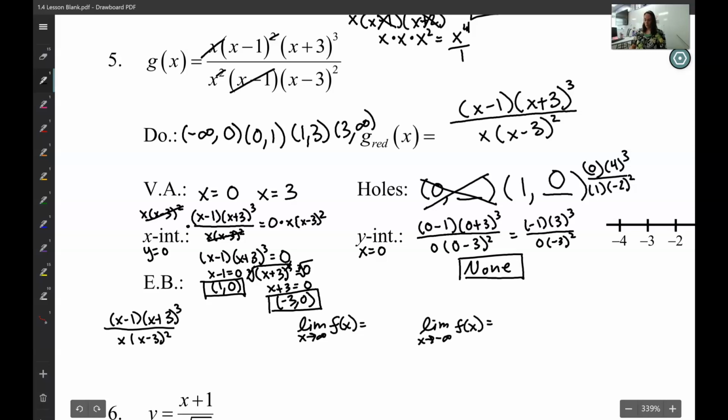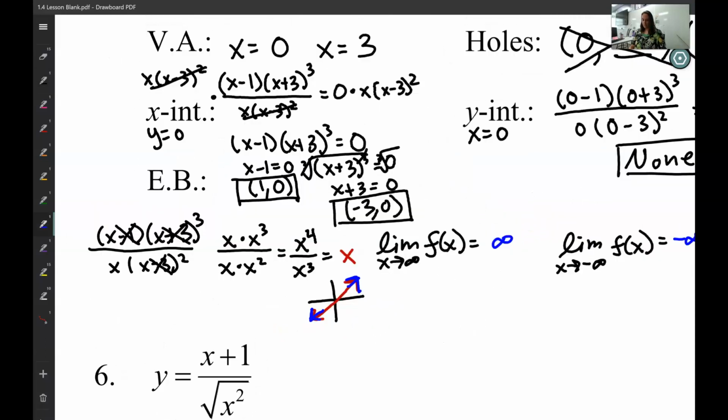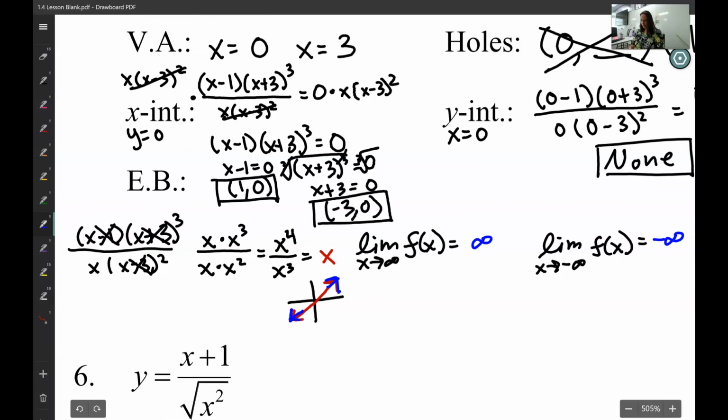So pause the video, try doing that part on your own, come back to see if you're right. Okay, let's look at our end behavior. So here's my equation right here. The -1, the +3, and the -3 all become unimportant when we're talking about infinity, so they go away.